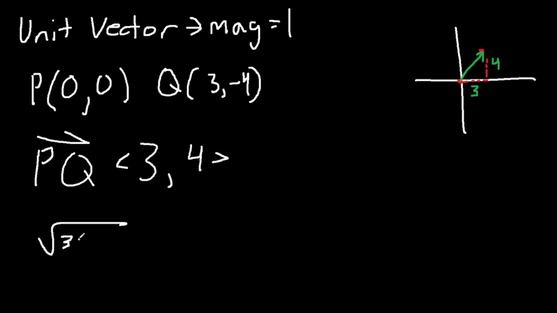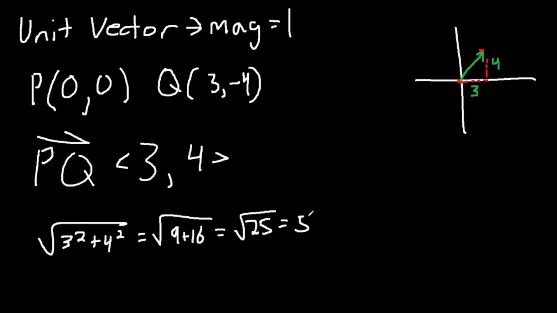Dude, I need an iPad, bro. Square root of 3 squared plus 4 squared is equal to the square root of 9 plus 16, which gives us the square root of 25, which is equal to 5. So the magnitude of this vector is equal to 5. But how do we turn this into the unit vector version of this? Well, if the length of this is 5, then you just divide all the values of the vector by 5.